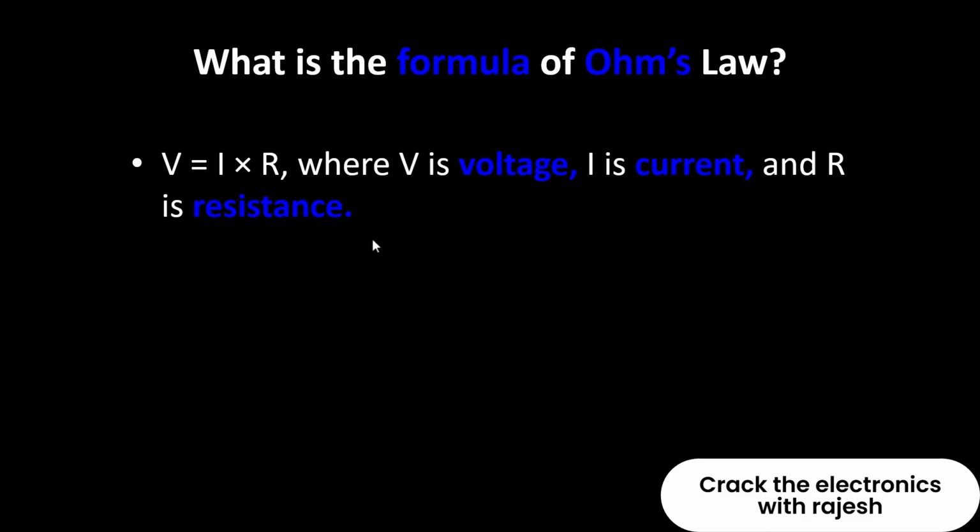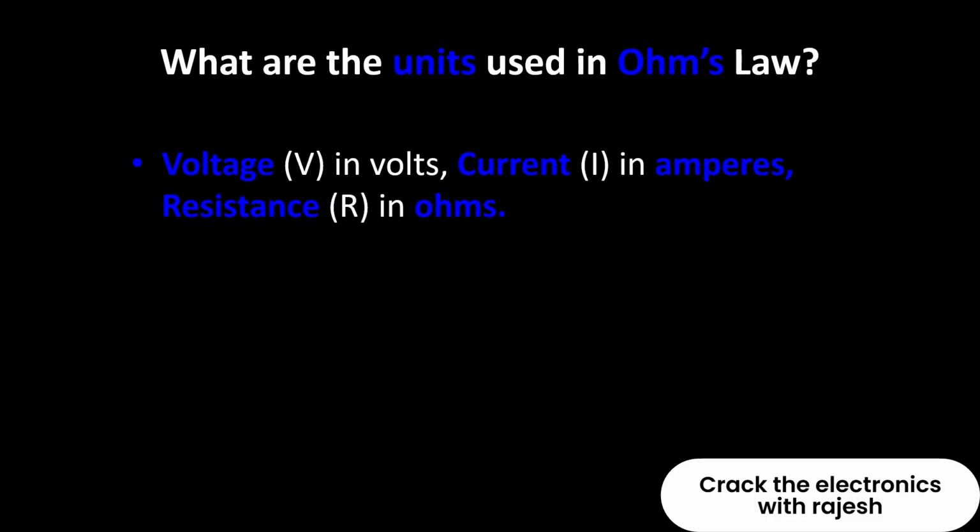What is the formula of Ohm's law? Basically, you know V equals I into R, where V is voltage, I is current, and R is resistance. What are the units used in Ohm's law? Voltage V is in volts, current I is in amperes, and resistance R is in ohms.